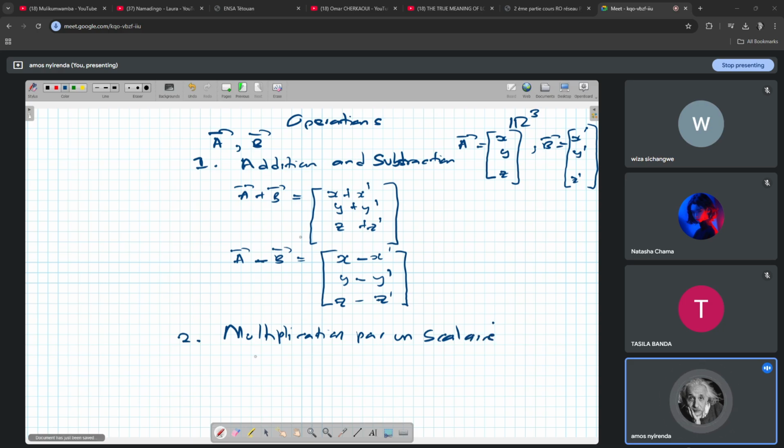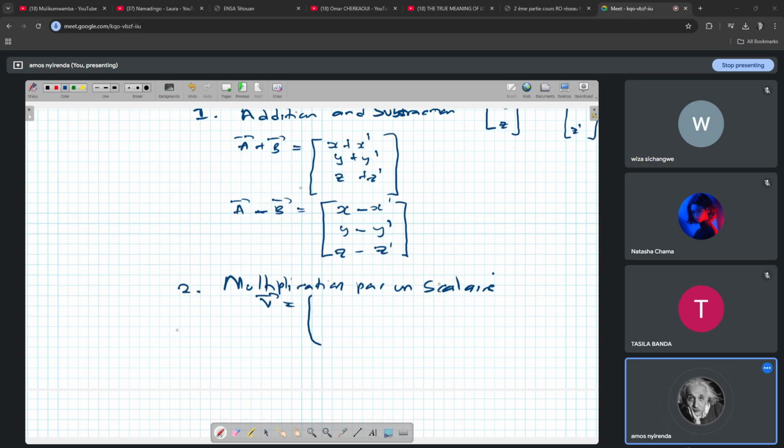So if we have a vector v, remember, we'll be positioning ourselves in a 3D space. So the vector v here is going to have three components, x, y, and z, like so. Multiplication par un scalaire, and then let's get some alpha that is going to be a real number. Multiplication par un scalaire simply says, alpha multiplied by v is basically going to be alpha times (x, y, z), and this is going to be equal to alpha x, alpha y, and then of course alpha z.